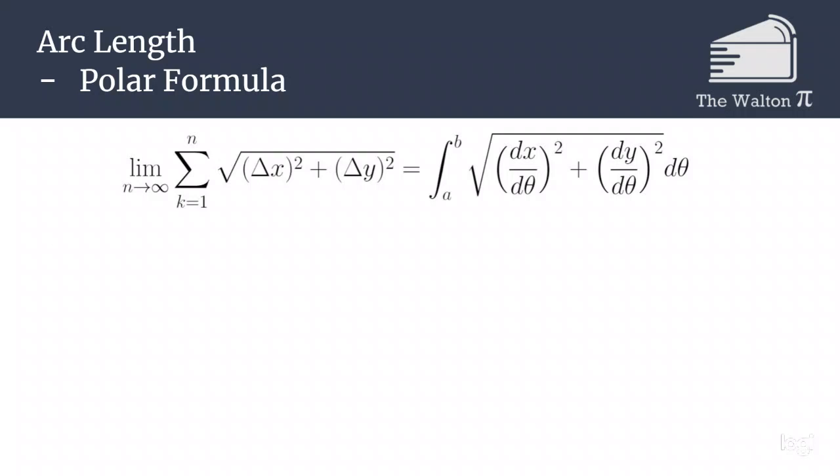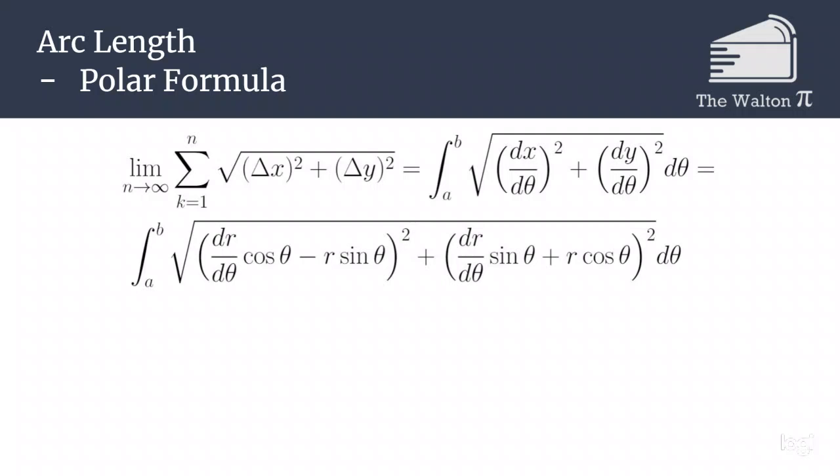And so by using our parametric formula, we get this integral from a to b of the square root of dx d theta squared plus dy d theta squared d theta. Now, using a little substitution by knowing what dx and dy are in terms of theta, we find that this is going to become dr d theta cosine theta minus r sine theta all squared, because x was r cosine theta. Taking the derivative of that using the product rule gives us dr d theta times cosine theta minus r times sine of theta.